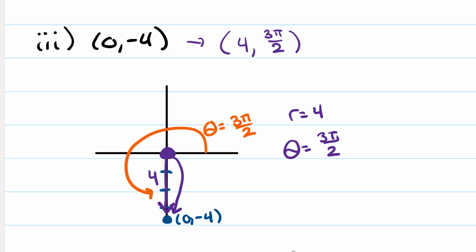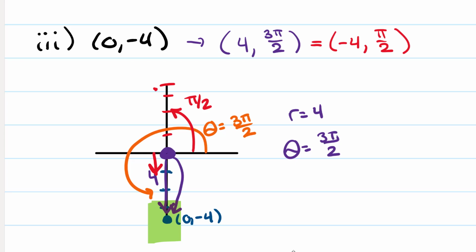Another way you could look at this problem is that you go up π/2, and then you go backwards 4. So instead of going 1, 2, 3, 4, you go backwards 4. So this is the same as (−4, π/2), or any other combination that's going to end up getting you at this point.